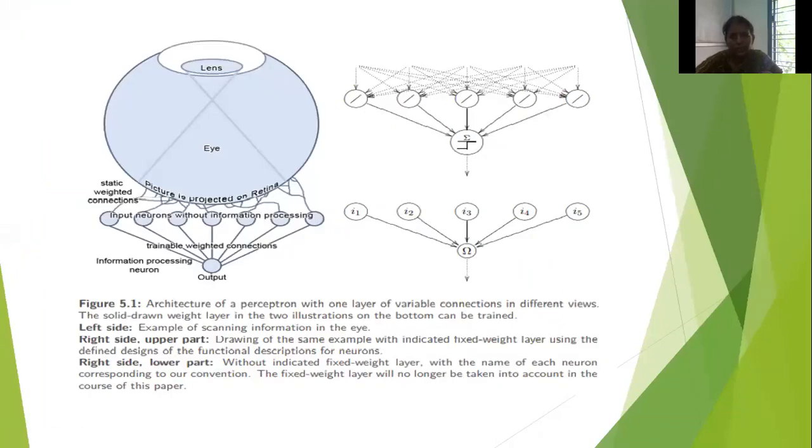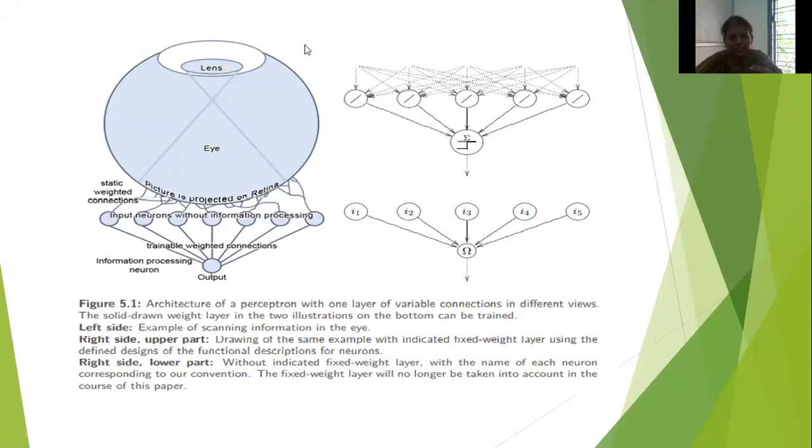So before moving to radial basis function, before learning radial basis function, let us review how a perceptron, a single layer neural network, is coordinated, trained up, and giving you the output. In the figure, you can see the architecture of perceptron with one layer of variable connections.